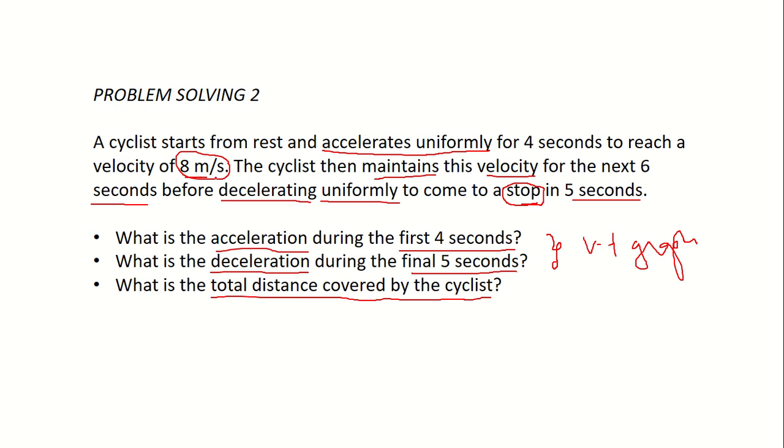Right here is 8 meter per second. On the second leg of the journey, sabi, maintain lang yung 8 meter per second. And then on the last part, what happened is it stopped, or the velocity is 0 in the final position. So let's try to make a velocity time graph. What is the total distance covered by the cyclist? Okay, since we can get the area under the velocity time graph, we can also solve this using the VT graph.